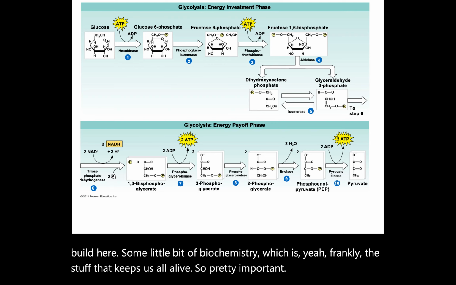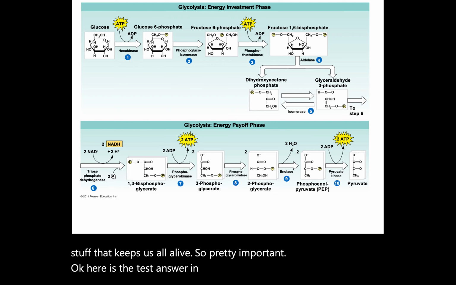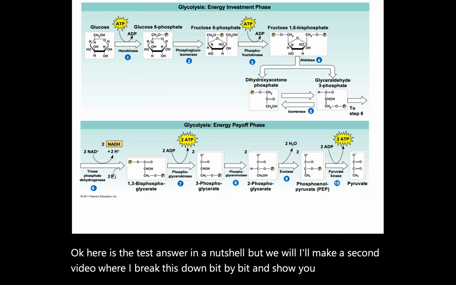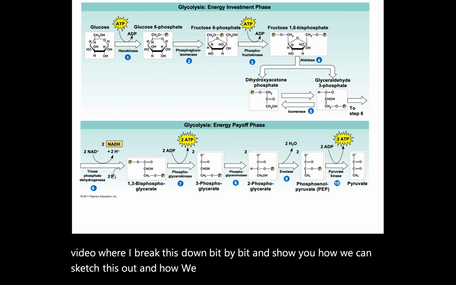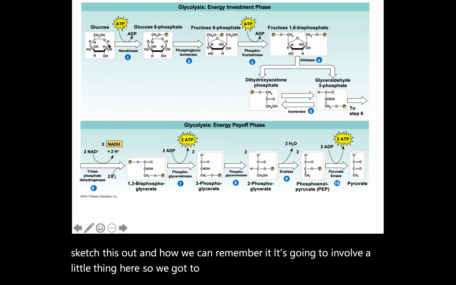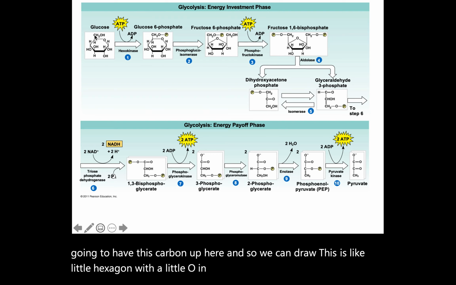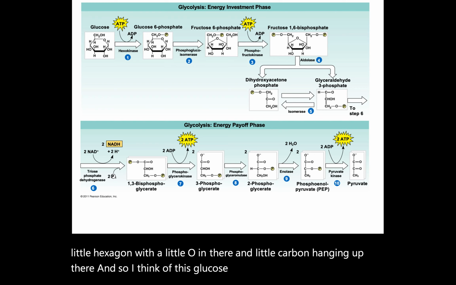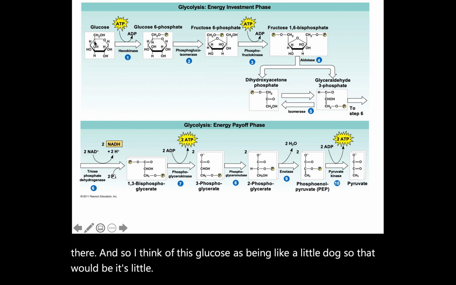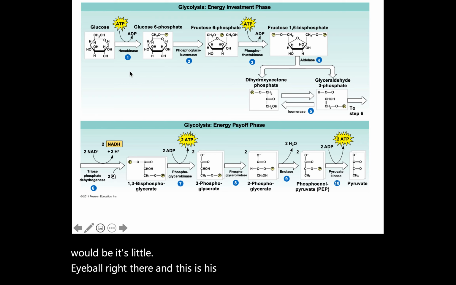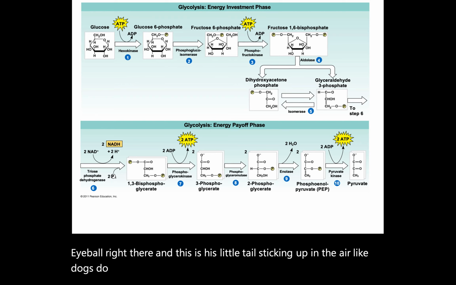Okay, here is the test answer in a nutshell, but I'll make a second video where I break this down bit by bit and show you how we can sketch this out and how we can remember it. It's going to involve a little thing here. So we've got our glucose, which is a little molecule, and it's going to have this carbon up here. We can draw this as a little hexagon with a little O in there and a little carbon hanging up there. I think of this glucose as being like a little dog. So that would be its little eyeball right there, and this is its little tail sticking up in the air, like dogs do when they're happy.